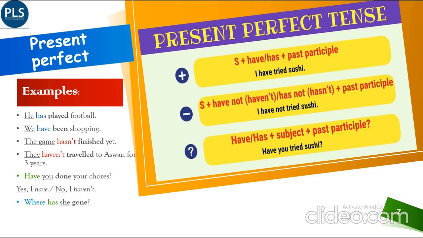Now let's take a look at the WH question. Here we have, where has she gone? That means that she went in the past, but she is still there. She didn't come back. So it's an action that happened in the past, but it wasn't finished. The answer is going to be, she has gone to her friend's house.